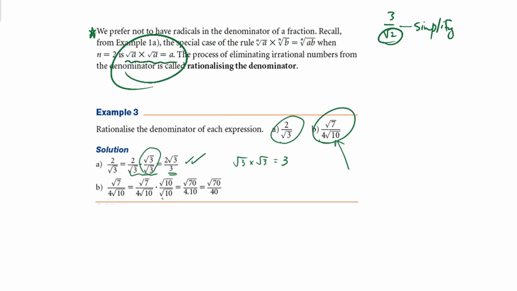So what will we do? All we have to focus on is the denominator has root 10. So we will multiply top and bottom by root 10. Root 7 by root 10 is root 70, and root 10 by root 10, let's check that down here, root 10 by root 10 is 10. So this is root 70 over 4 times 10, or root 70 over 40. So that's quite nice.